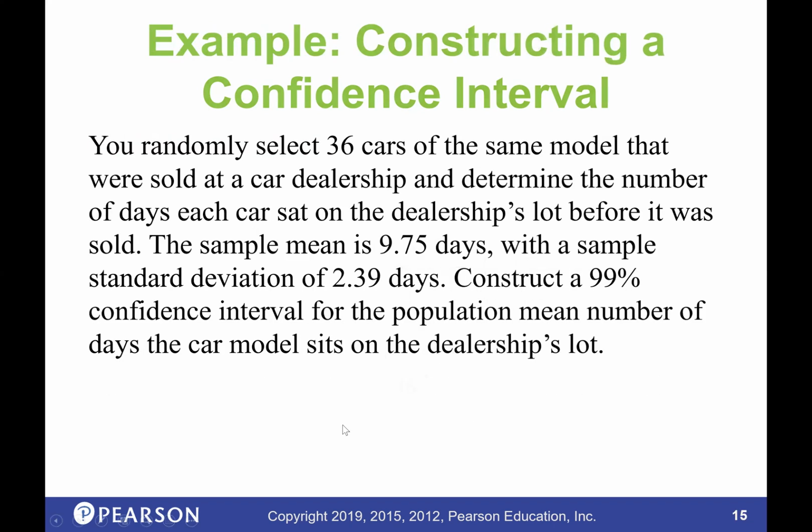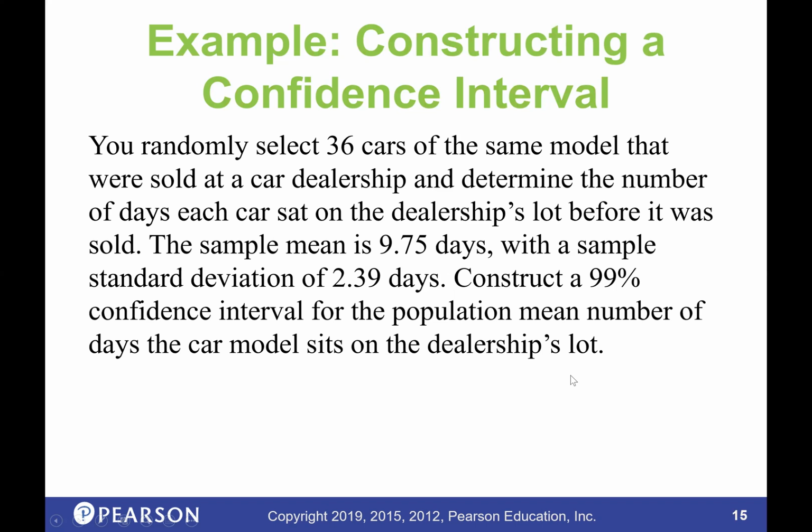Brandon selected 36 cars of the same model that were sold at a car dealership and determined the number of days each car sat on the dealership lot before it was sold. Again, this is huge. This is exactly what they do in industry. This is exactly what they do with house sales as well. House sales go by the same rules. They'll look at how much time someone sits on the market. Sample mean is 9.75 days with a sample deviation of 2.39. That's cool. Construct a 99% confidence interval.